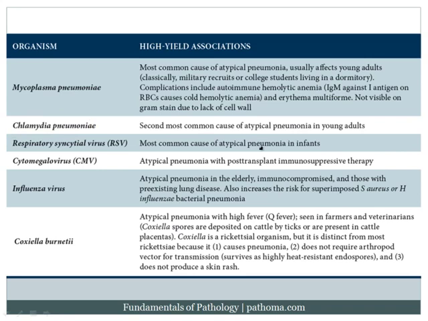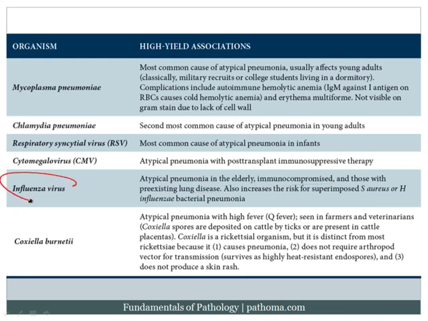RSV is the most common cause of atypical pneumonia in infants. CMV is the classic cause of atypical pneumonia in patients who are on post-transplant immunosuppressive therapy. Influenza is a classic cause of atypical pneumonia in the elderly. It can also be seen in the immunocompromised and those with pre-existing lung disease.